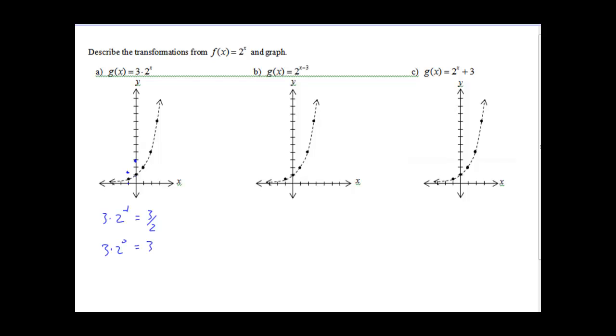If we take the 1, 3 times 2 to the 1, you now get 3 times 2, which is 6. So this is going to shoot up to 6. If we do one more, which is 2, 3 times 2 squared, which is 3 times 4, which is 12.